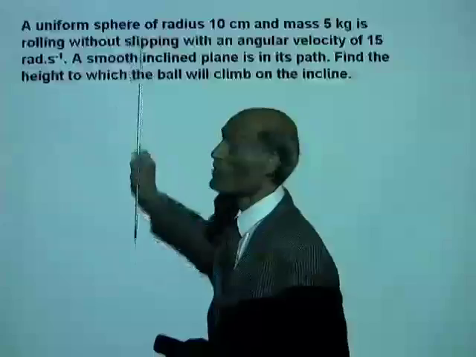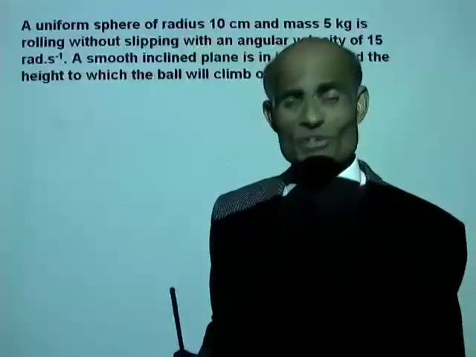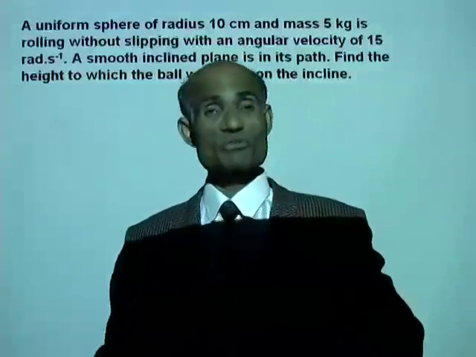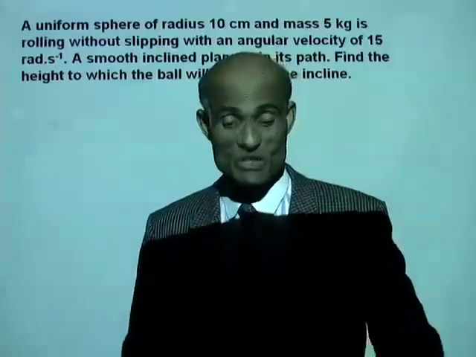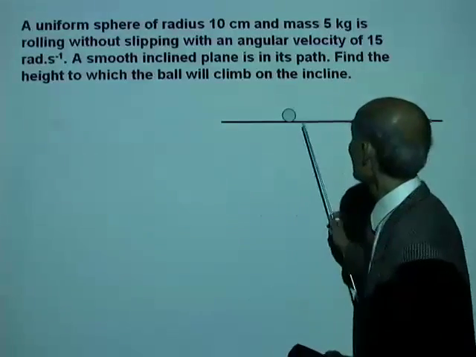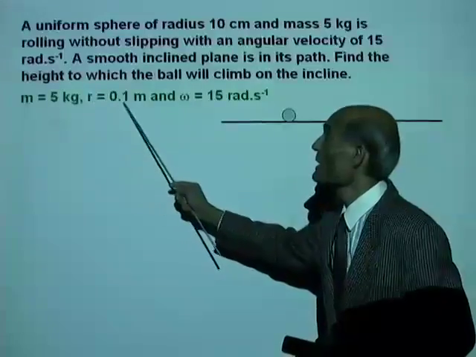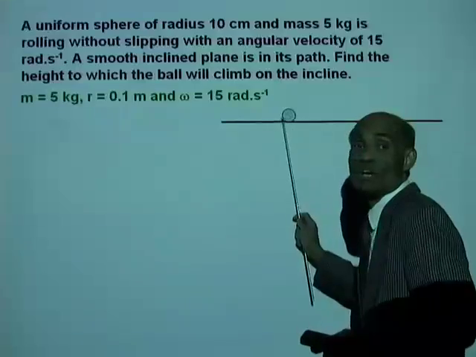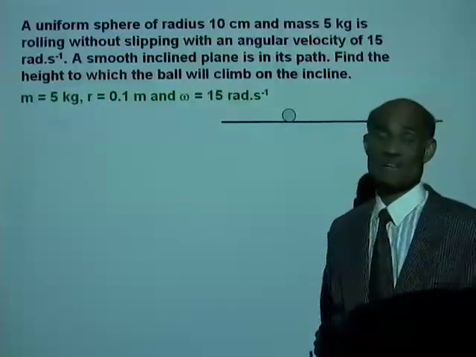We have a sphere, not a disk this time. Now, do you remember the expression for the moment of inertia of a sphere about an axis through its center of mass? I center of mass is 2/5 m r squared. Alright, so here is our sphere, which has a mass of 5 kilogram, a radius 0.1 meter, and it is rolling with an angular velocity of 15 radian per second.